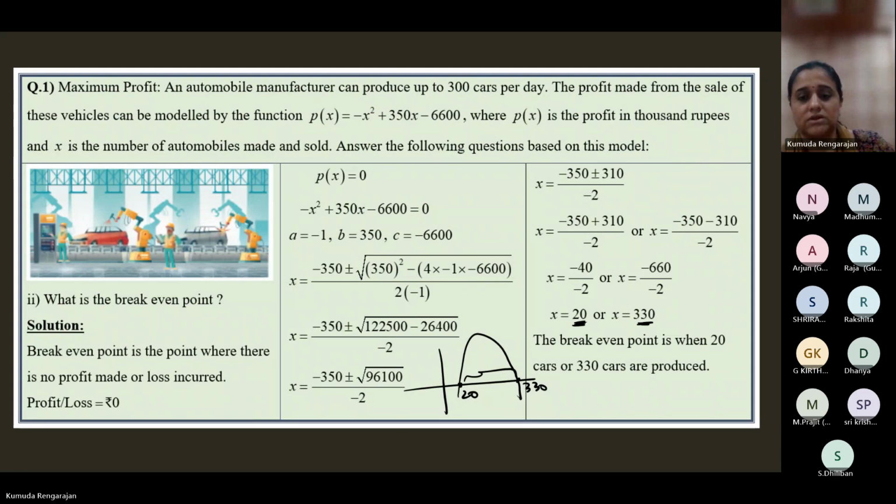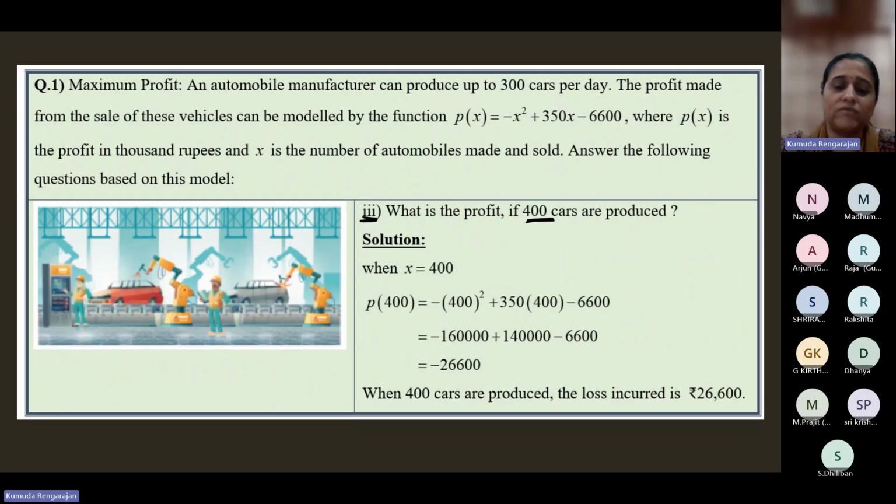You can see here. If the company wants to make a profit, it has to manufacture anything more than 20, but less than 330. If it manufactures exactly 20 or exactly 330, no profit, no loss. If the company wants profit, any number of vehicles more than 20 but less than 330 should be manufactured. But here they're asking us to find the profit if the number of vehicles manufactured is 400. So it's clearly a loss.